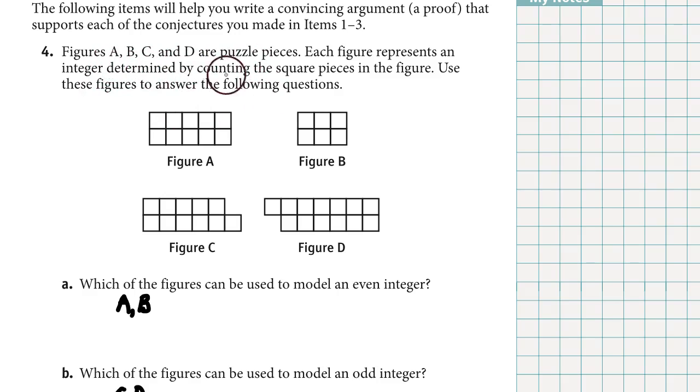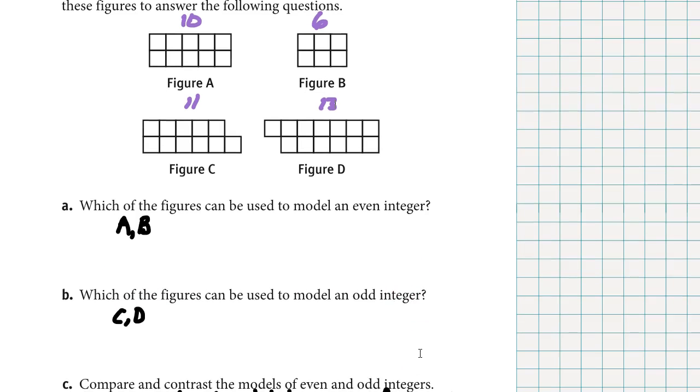Figures A, B, C, and D are puzzle pieces. Each figure represents an integer determined by counting the square pieces in the figure. So figure A represents the integer 10. There are 10 squares. Figure B is the integer 6. Figure C is the integer 11. And figure D is the integer 13. Question A, which of the figures can be used to model an even integer? That would be figure A and figure B. Question B, which of the figures can be used to model an odd integer? That would be figures C and D.